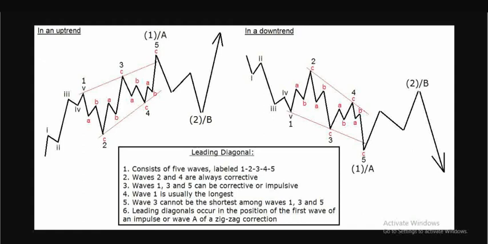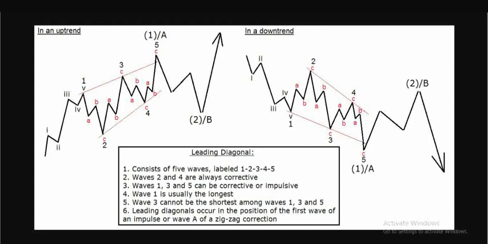The number 3 rule and guideline for the leading diagonal is that wave 1, wave 3, and wave 5 can be corrective or impulsive. It could be corrective or also impulsive, but this one is also very important: wave 1 is usually the longest wave. It's not the shortest wave; oftentimes it's the longest wave.